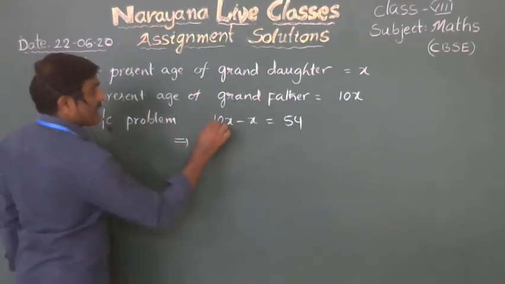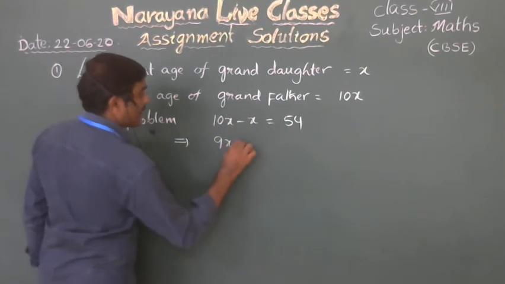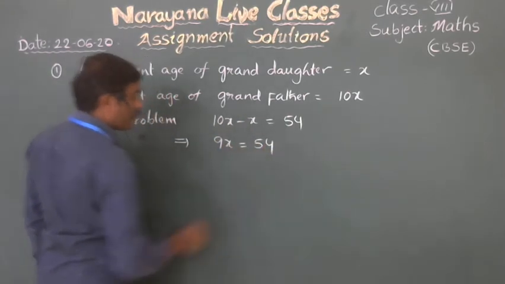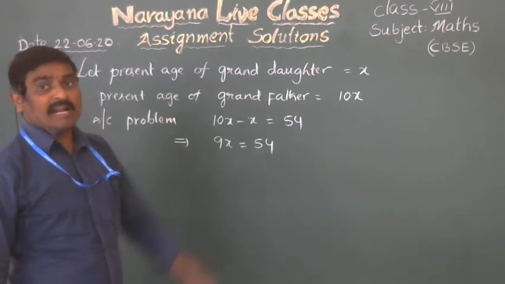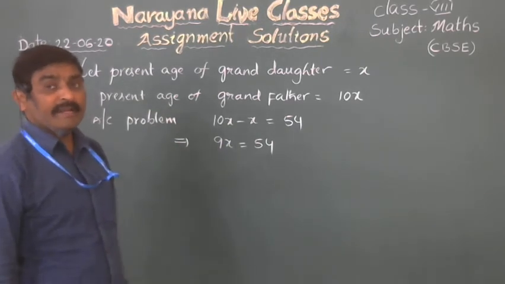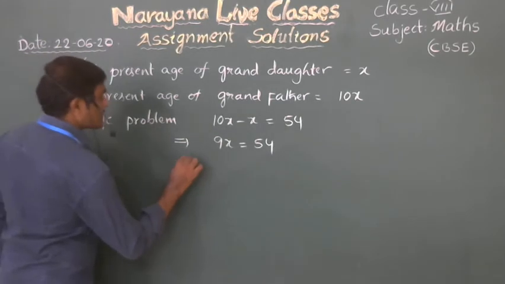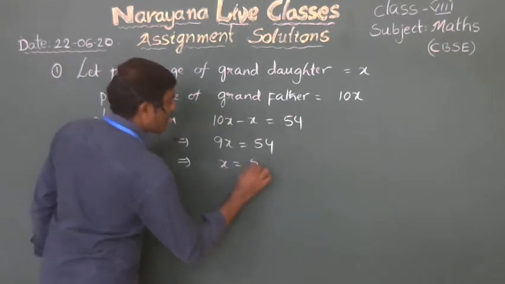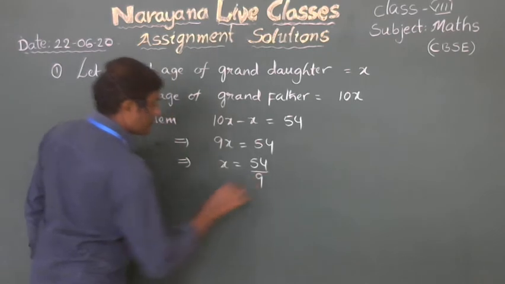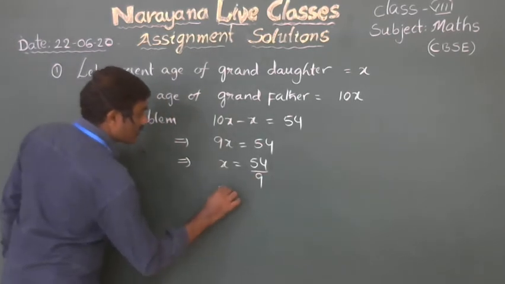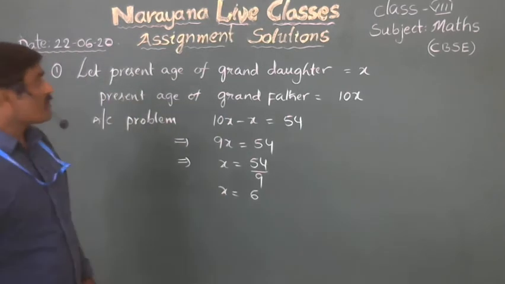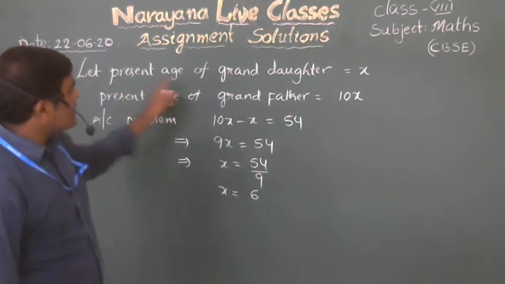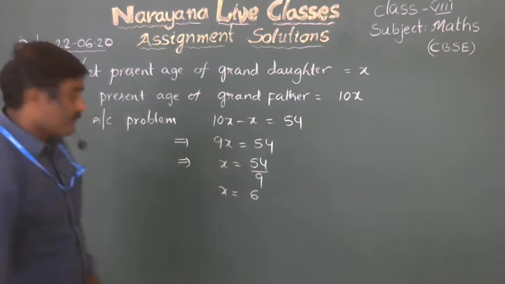From this, 10x minus x is 9x, equal to 54. Now 9 is multiplied with x. After transforming to the right side, it should be divided, which means x is equal to 54 by 9. Therefore, x is equal to 6. So what is x? The present age of the granddaughter.